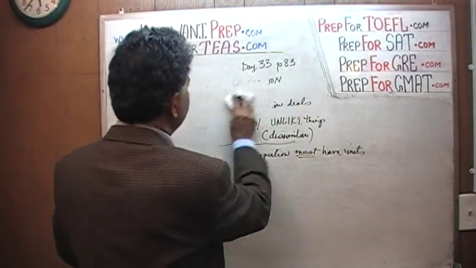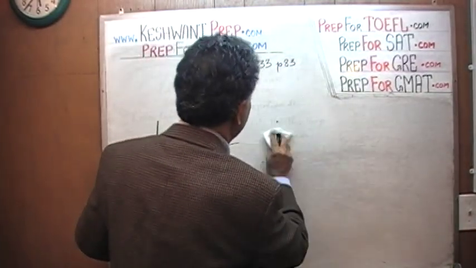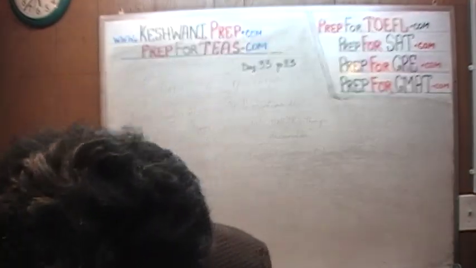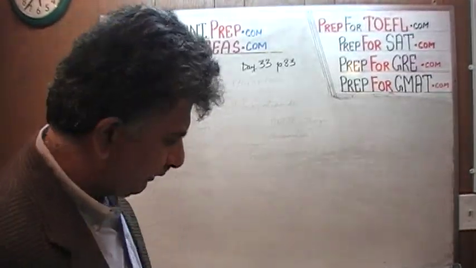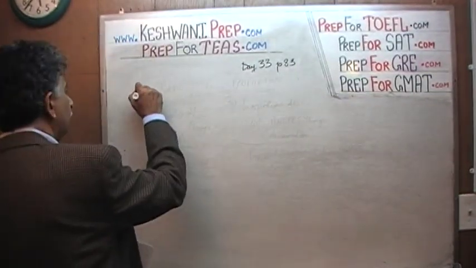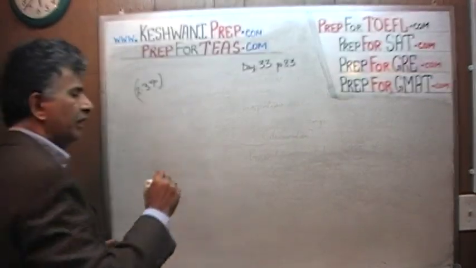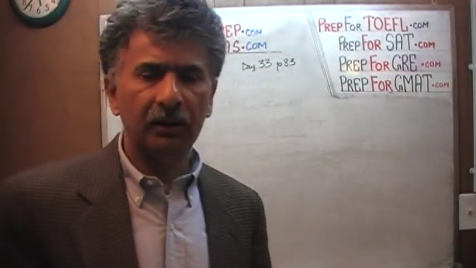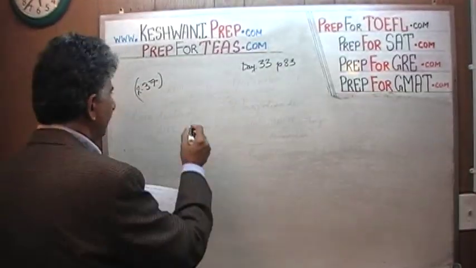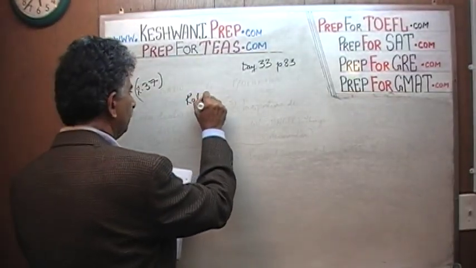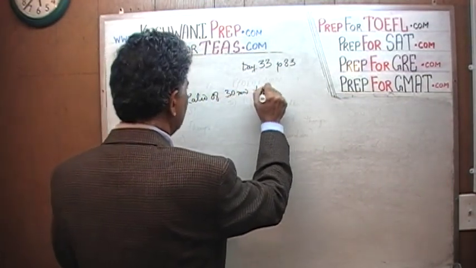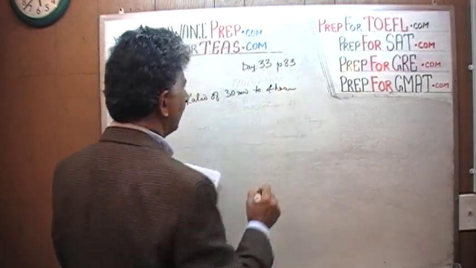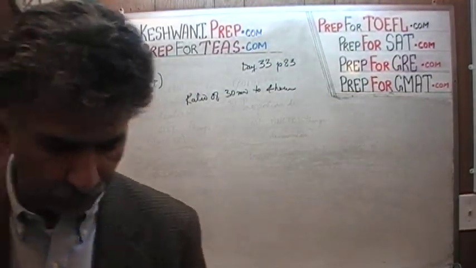Number 1. Question number 1 that we're about to do, 2.37, is worded in a very awkward way. All they're asking here is this. They want a ratio of 30 minutes to 4 hours. That's all they're looking for.